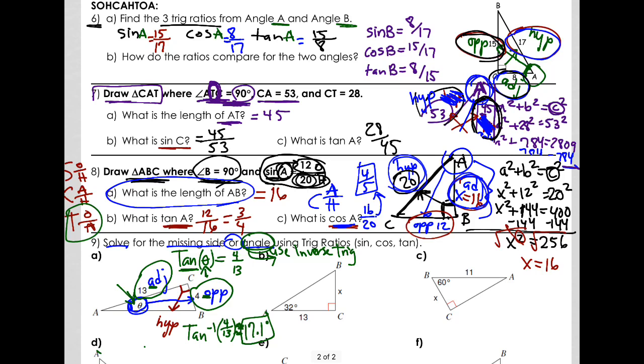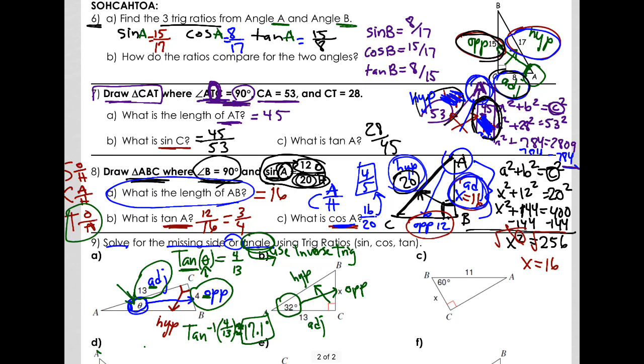Alright, so letter B. Need some more room, so I'll just do it to the right here. So once again, set it up. So we have our angle. We have our 90-degree angle here, so that is our hypotenuse here. We're using the 32, so that is our opposite across from the 32. That means this is our adjacent.